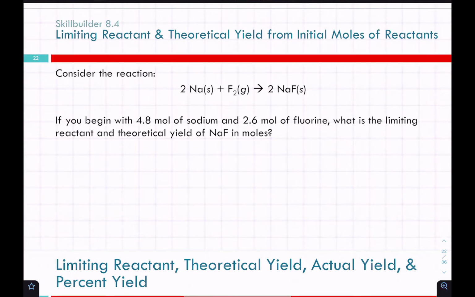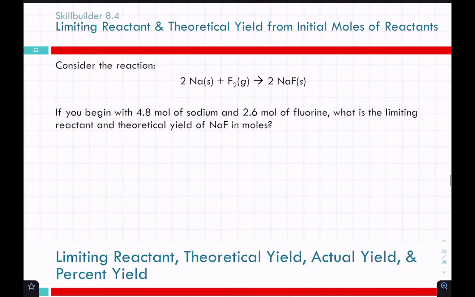So if we have this reaction, we have sodium reacting with fluorine gas. If we begin with 4.8 moles of sodium and 2.6 moles of fluorine, what is the limiting reactant and theoretical yield of sodium fluoride? And the way you do these problems is you just do 2 stoichiometry problems. So we're going to start with 4.8 moles of sodium, and this is why the nomenclature is important, and 2.6 moles of fluorine. That's going to be F2.